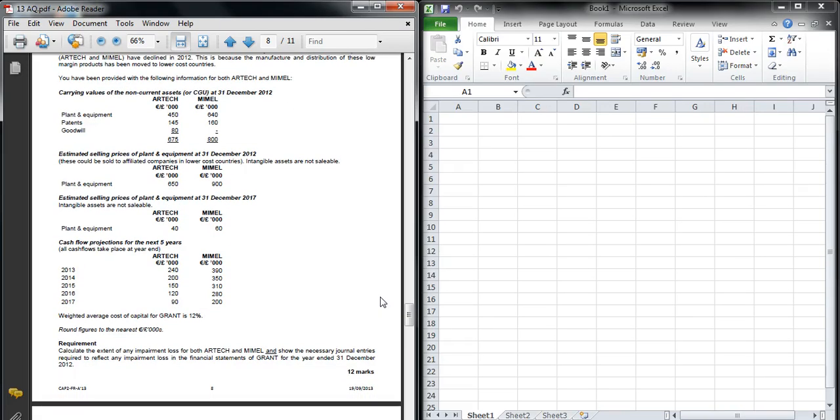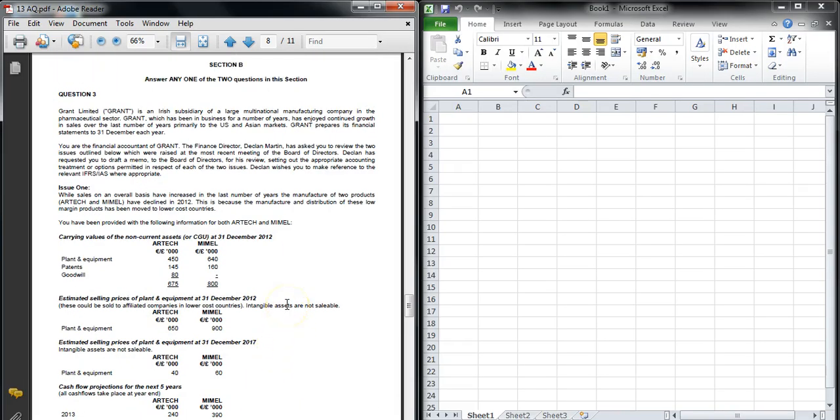So you can always look at the requirement first just to get a sense of what's been asked. So calculate the extent of any impairment loss for both R-Tech and MIML. And then again, watch the use of the underlying here. There's a multiple requirement here. Show the necessary journal entries to reflect any impairment loss. So you do not forget you need to show journal entries to get the full marks. So I'm assuming you've read through the background of the question.